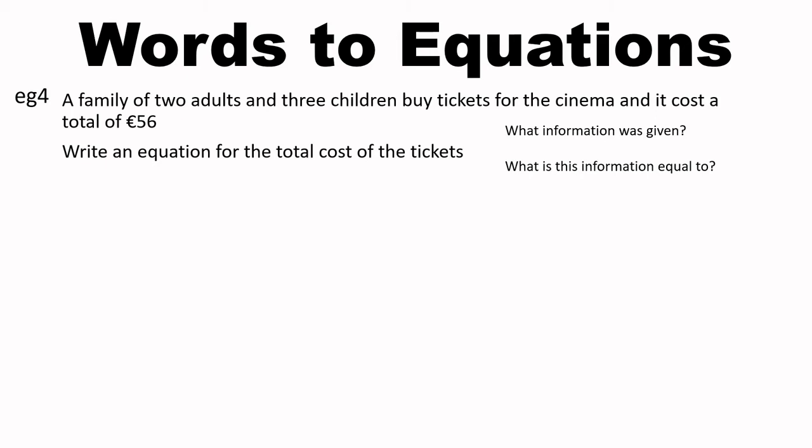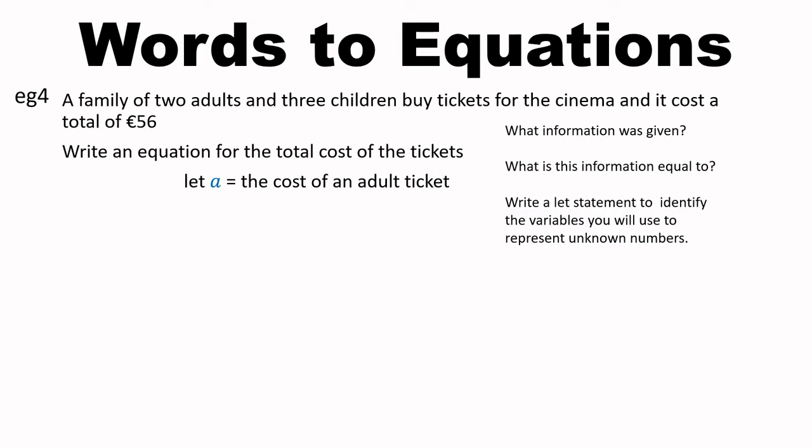So we can write an equation based on the information given, but first let's start by writing a let statement to identify the variables that we're using and what they represent. So let's let A equal the cost of a single adult's ticket, and let C equal the cost of a single child's ticket. Note that I didn't just write A equals adult and C equals child, because that could get confused in thinking that A is the number of adults and C is the number of children. So always write a let statement to make that very clear.